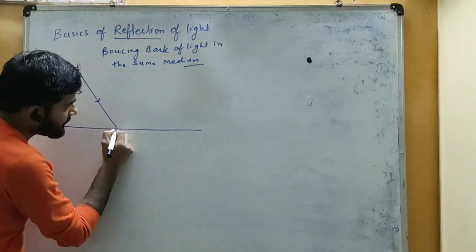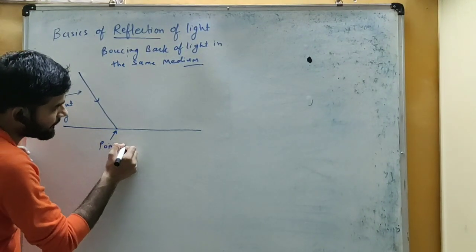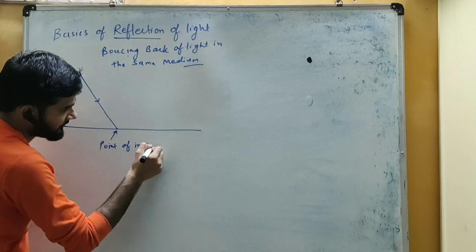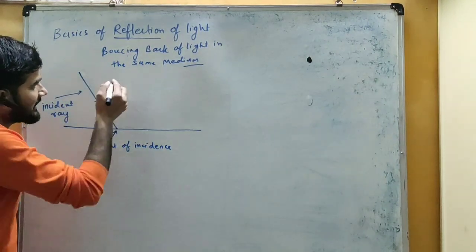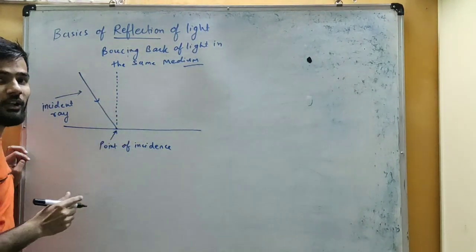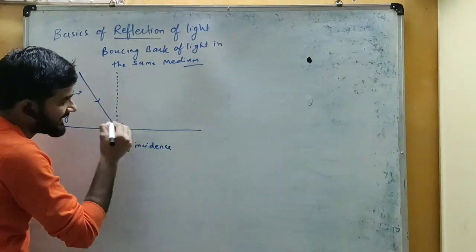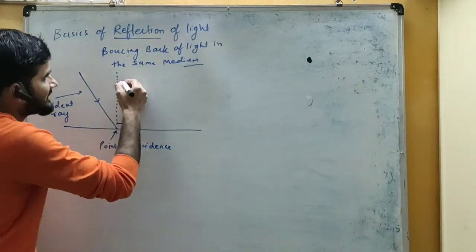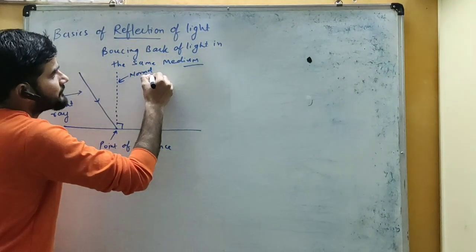Now, wherever the light is incident, that is called the point of incidence. At this point of incidence, we always have to make a normal line. A normal line is a dotted line. You can say it's an imaginary line that makes an angle of 90 degrees with the surface. This line is called the normal line.